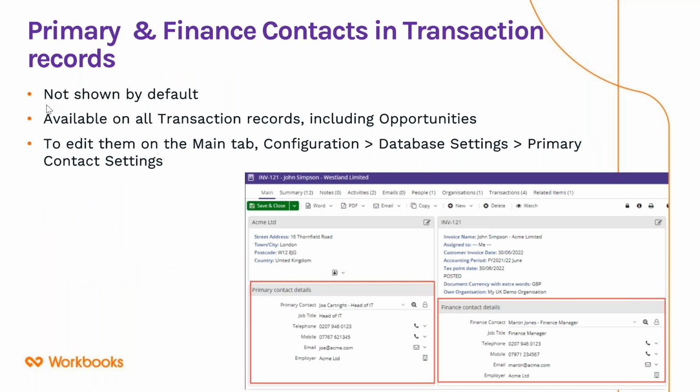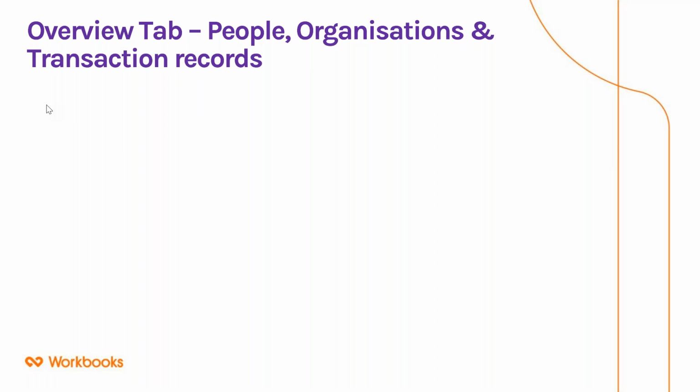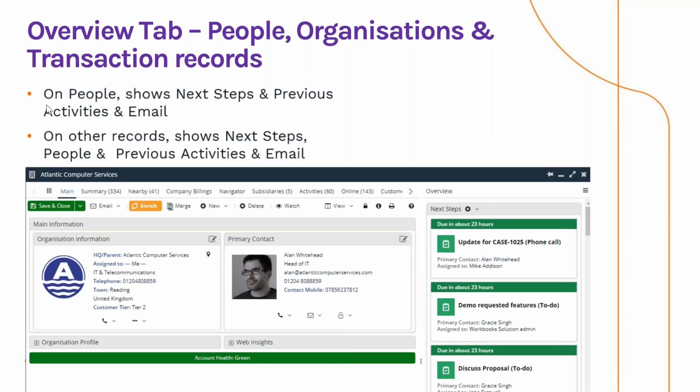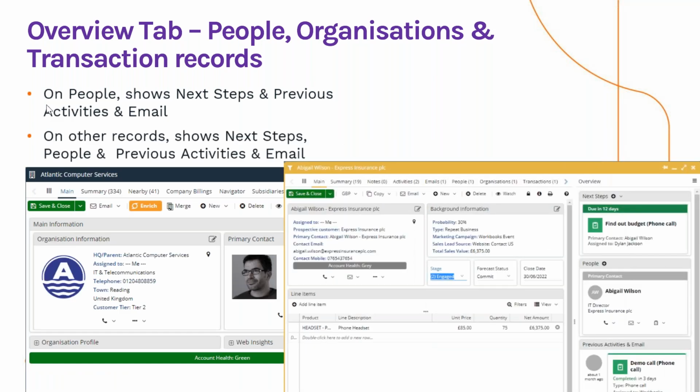Primary finance contacts and transaction records. So they're not shown by default, and Jean showed how you're able to get to them. So that's through configuration, database settings, and primary contact settings. And they're available on all transaction records, including opportunities. And the overview tab is now available on people, organisation, and transaction records. So on people, it will show next steps and previous activities in email. And on other records, it will show next steps, people, and previous activities and email.